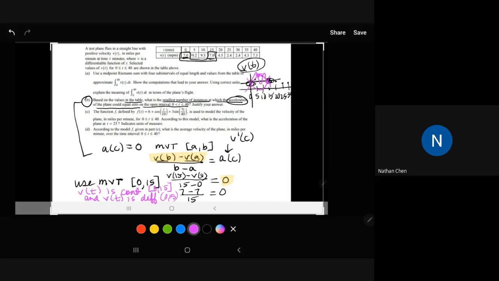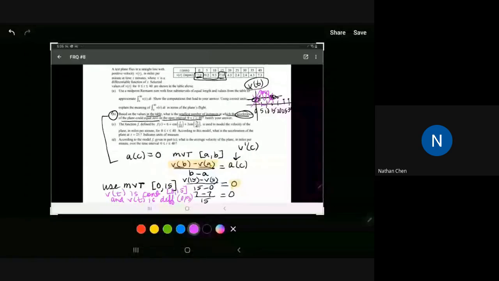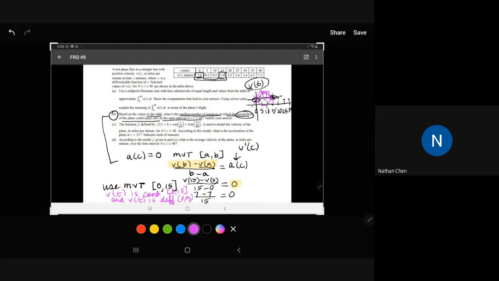So that means there's at least one C value. Well, let me move this so that I can write. I think if I zoom this out, I can still write. Okay. So there's at least one spot between 0 and 15. Okay, so at least one value C between 0 and 15, such that A of this C value is 0. So there's at least one value between there. And then can you pick out the other spot?